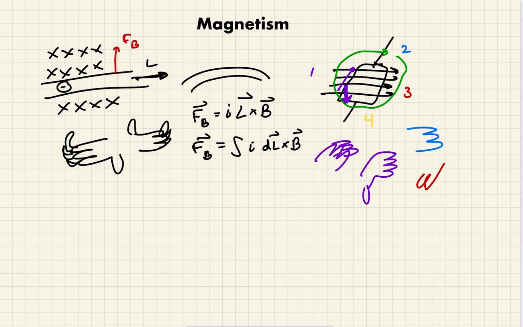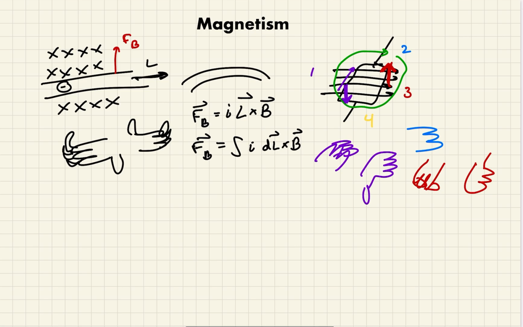So it's going down, curling it to the right. So it's like that. Which way is that? That's going to be upwards. And 4 is the same thing as 2, where it's in opposite directions in this case, because current's that way, magnetic field is that way. So it again cancels out.